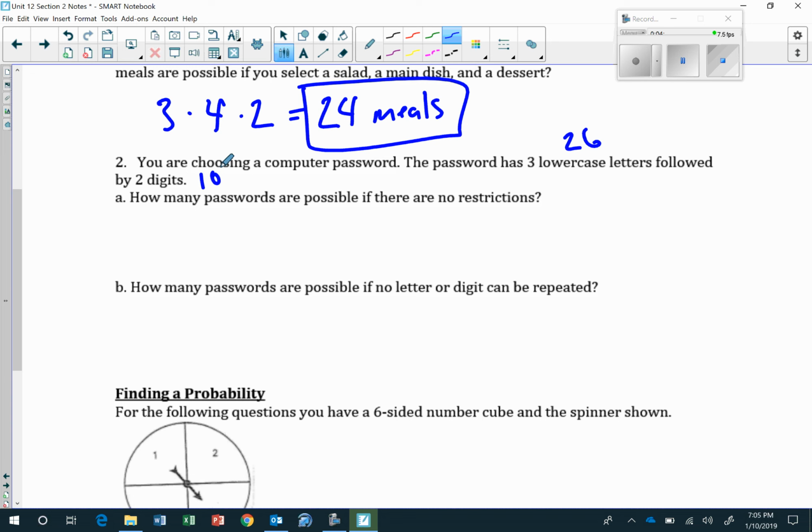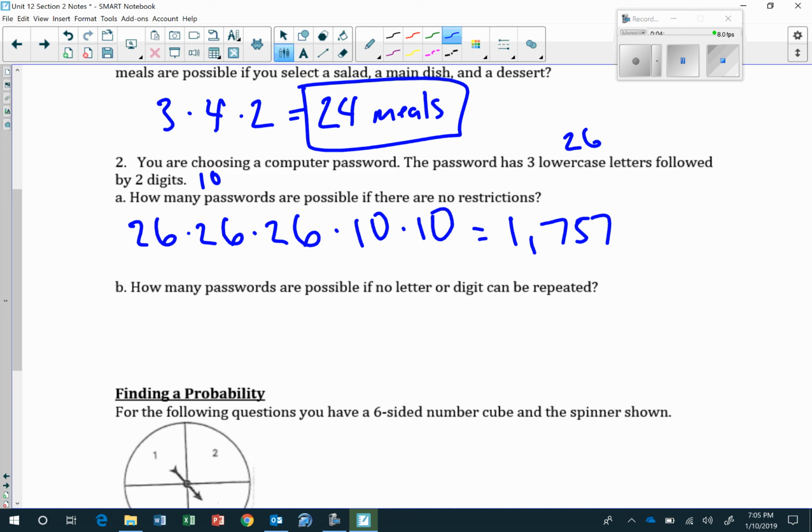So to figure this out, we have 26 choices for our first letter, 26 choices for our second letter, and 26 choices for our third letter. Then we have 10 choices for our first digit and 10 choices for our second digit. When you multiply all of those together, and I just expect you to use the calculator, you get 1,757,600 possible choices.